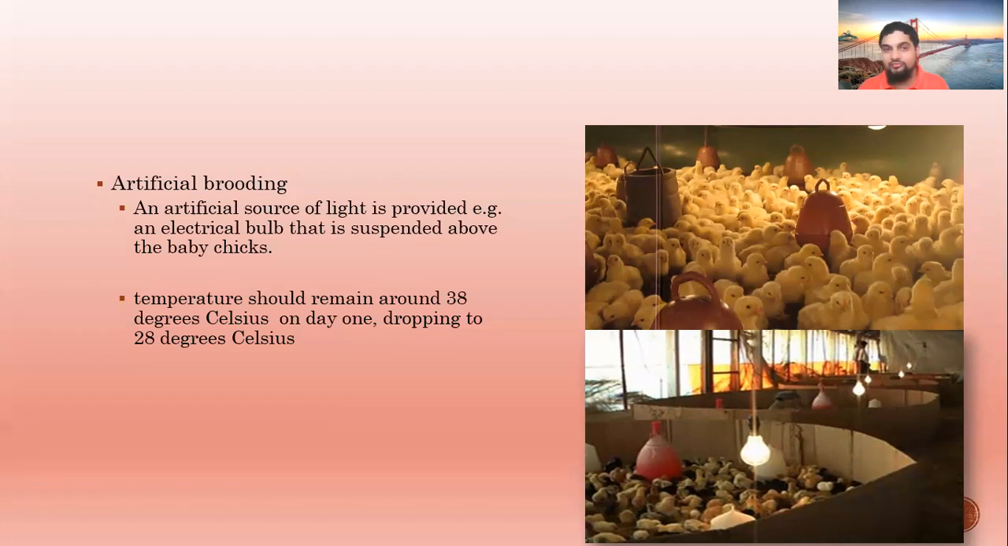The temperature should remain around 38 degrees Celsius on day 1. As soon as the eggs hatch, the temperature should be set at 38 degrees Celsius. And then later on, you try to drop that temperature to 28 degrees Celsius. So on day 1, it's 38 degrees Celsius. Then the light or the heat source will be moved upwards, and the temperature will gradually decrease.